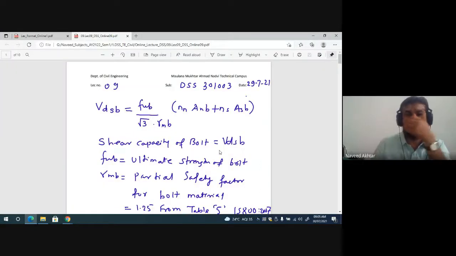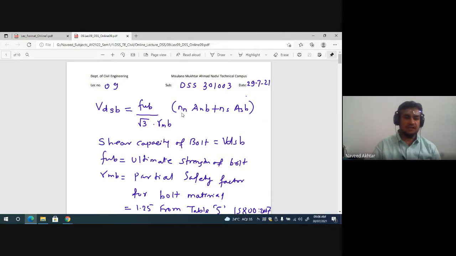So yesterday we solved an example on the design of bolted connection. In that case, we need the formulas for strength, capacity, and shear. That is VSB is equal to fu by root 3 into gamma MB, then nN ANB plus nS ASB.